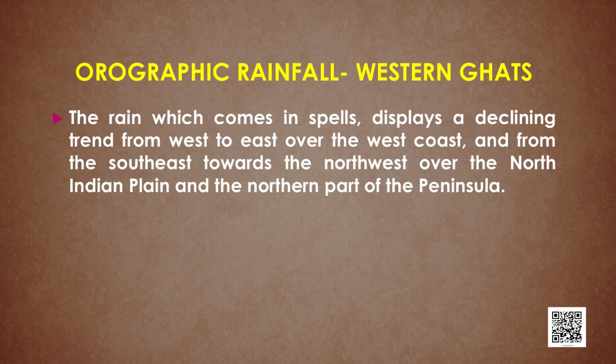Now, rain which comes in spells, wet spells, dry spells, displays a declining trend from the west to the east, isn't it? And we are talking about the west and the east coast, and from the southeast towards the northwest over northern India. That means the southeast gets more rainfall, whereas the northwest gets less rainfall.